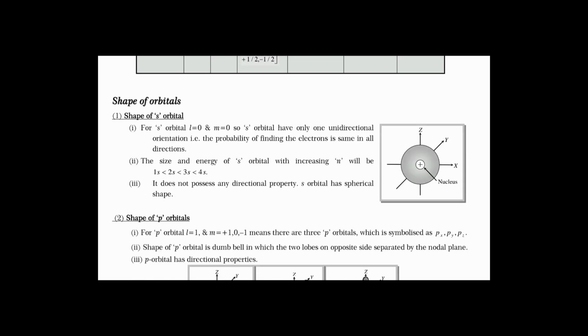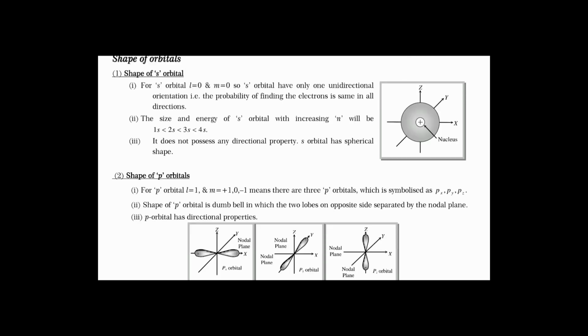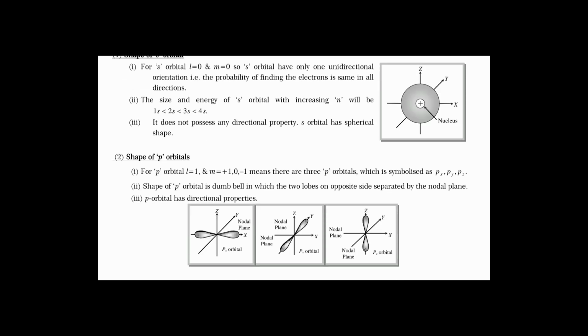Shape of orbitals. S is unidirectional. The size and energy of an S orbital will increase with the value of n. It does not possess any directional property. Shape of P is dumbbell. P has directional properties. P is a dumbbell with two lobes on opposite sides separated by a nodal plane. This is the nodal plane here.